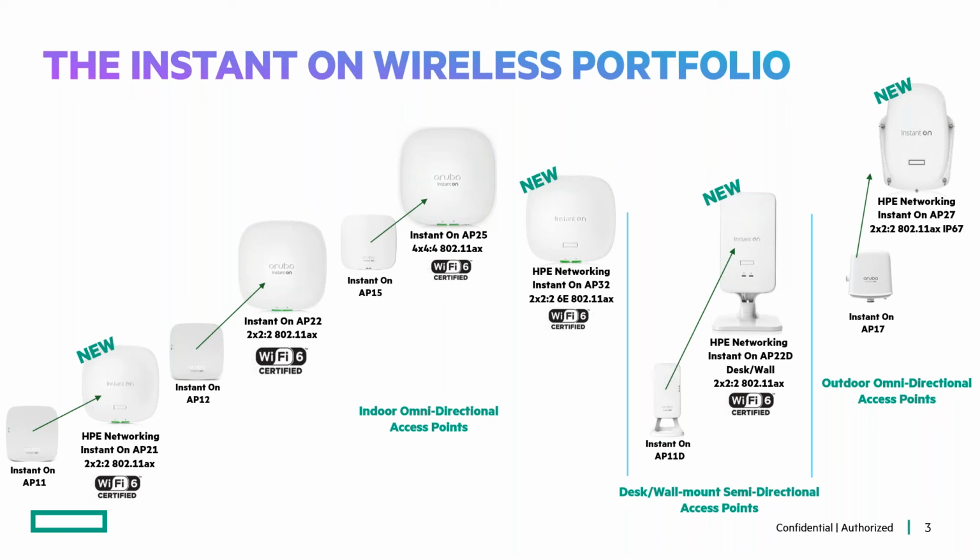Let me go to question number 2. How easy is it to scale an HPE networking Instant On network with multiple APs? It's extremely easy. Once you create a network site and you create that configuration for your wireless, it's just a matter of adding more devices to that network site. Those access points will automatically adopt whatever configuration you've created, so you don't have to keep duplicating that configuration over and over per access point. It just adopts whatever you've done in that network site.